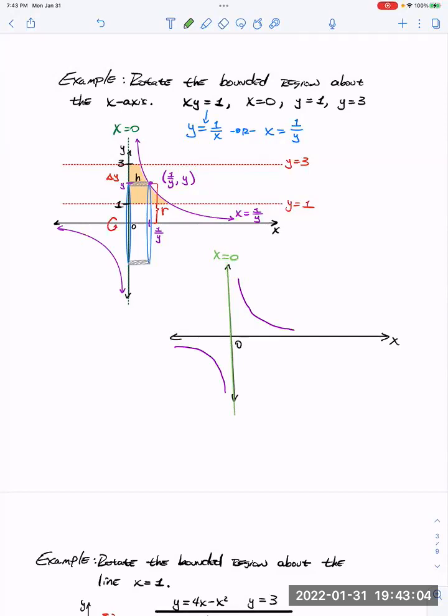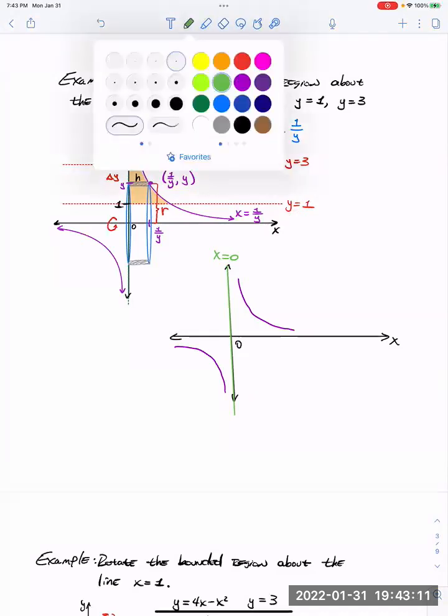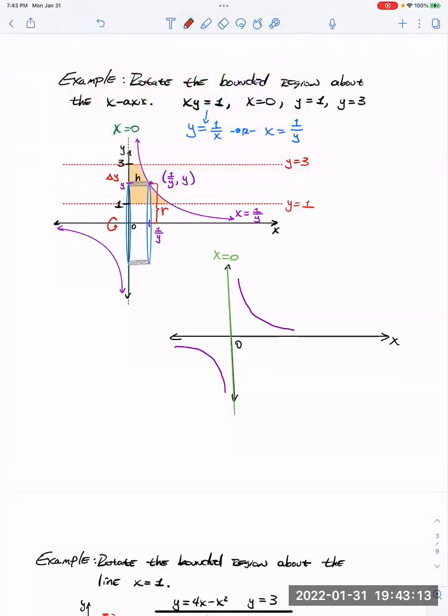Then we also have the two other lines, y equals 3 and y equals 1. Well, those are just horizontal lines, right? So if I draw it, right here, this is the line y equals 3, and then I have the line y equals 1 down here. So that's kind of your little sketch there.